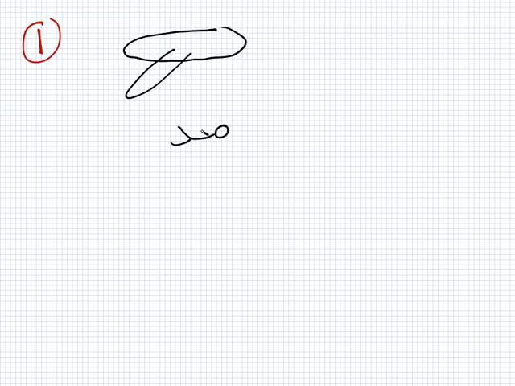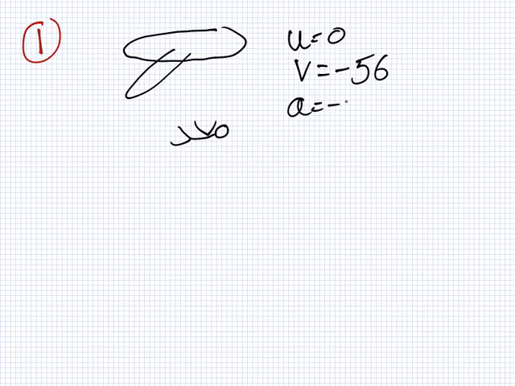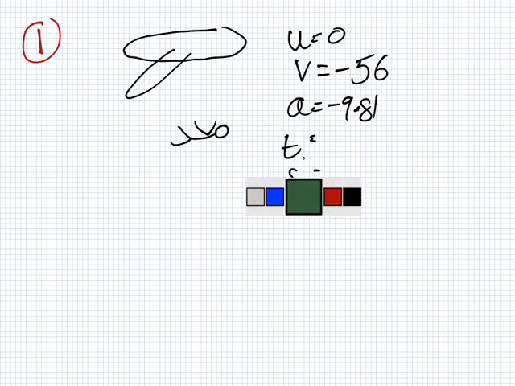So there's the plane, and there he is jumping. He starts at rest. What's the V? 56. Actually, I suppose I should say V is minus 56 because he's going down. A is minus 9.81, and the T and the S we don't know. What did I want? The T. Okay, well, this is usual.